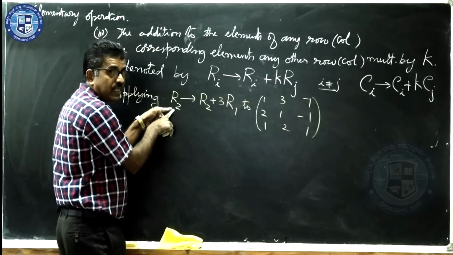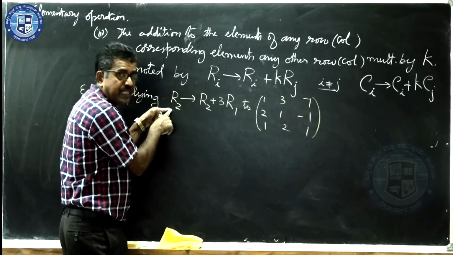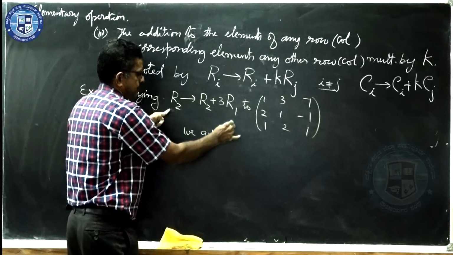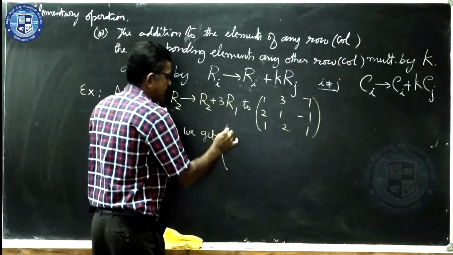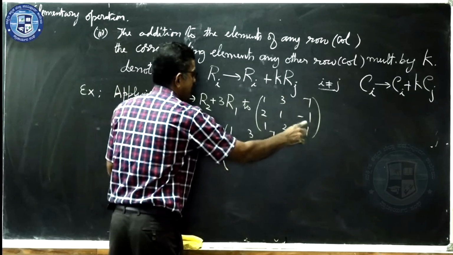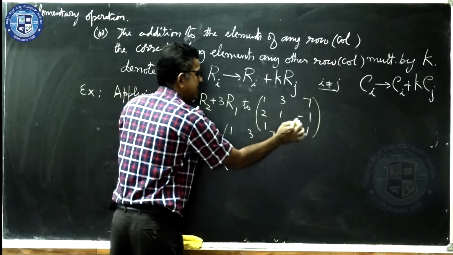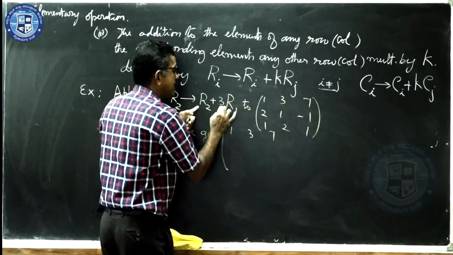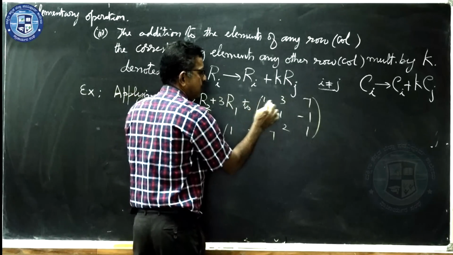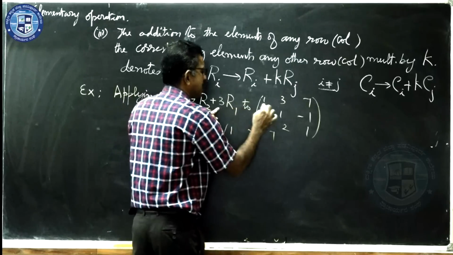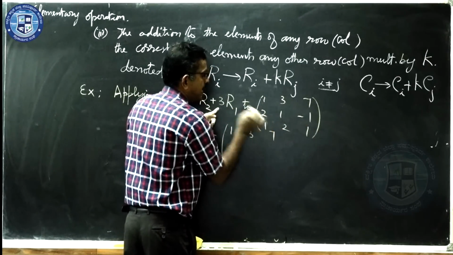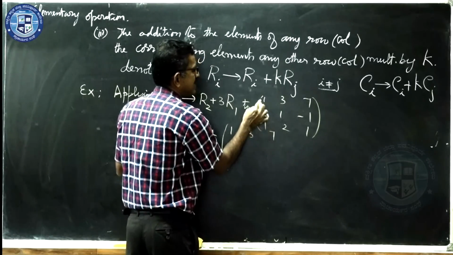I need to make the changes in which row? Second row is operated now. Therefore, what do you expect? We get first row no changes. I will write first row as it is. Second row is changed here. All entries of second row are added with the 3 multiples of corresponding elements of first row. First row has elements 1, 3, 7. You first multiply each element by 3 and add it to the corresponding element of what? Second row.